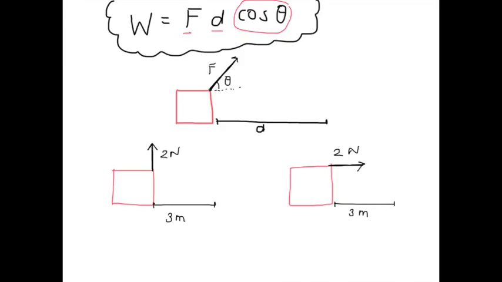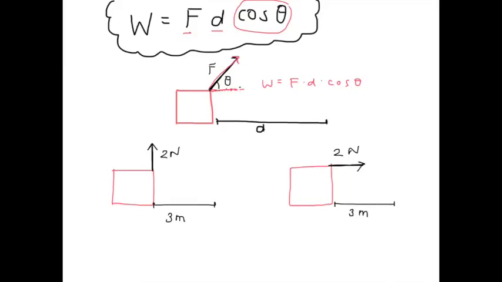Here with this red block, we have a force that's pushing the block up at an angle. We'll call that angle theta. Now, we only want to look at the component of the force that's parallel to the displacement, or this horizontal component. Therefore, we'll define work as force times displacement times cosine of theta. That will allow us to solve for the horizontal component.